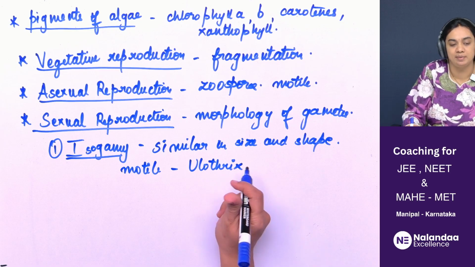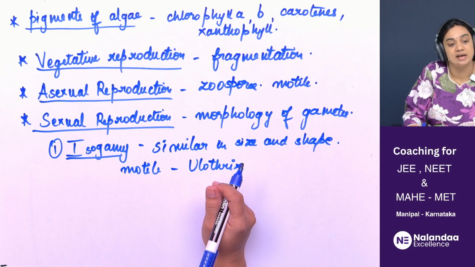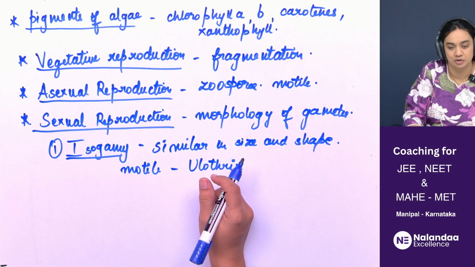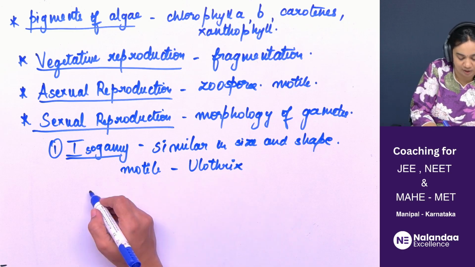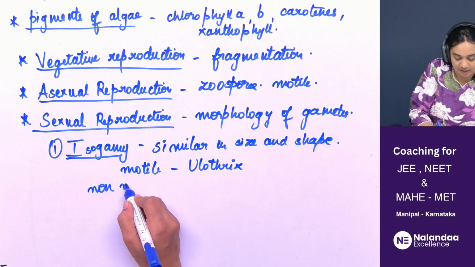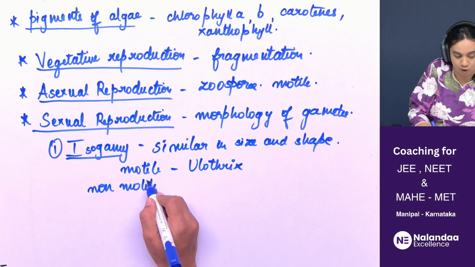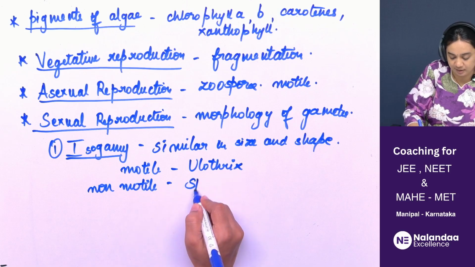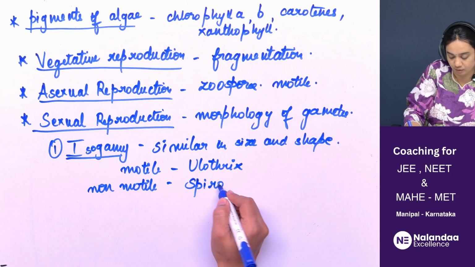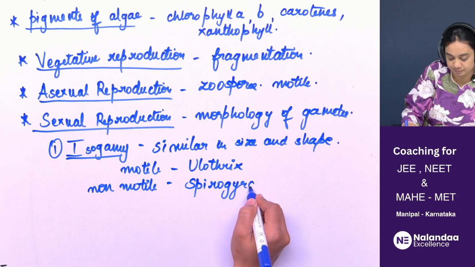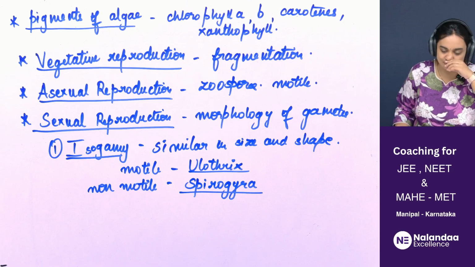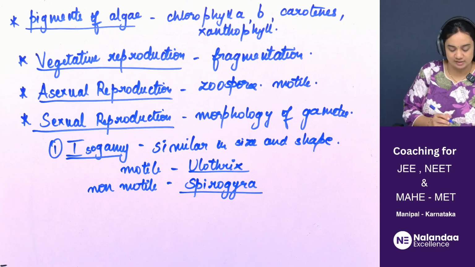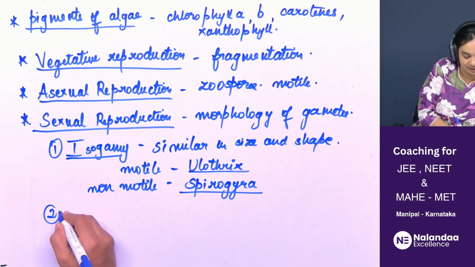Ulothrix is one example of an alga where it is isogamous sexual reproduction, and the gametes are similar in size and shape and they are motile. The other variability is non-motile. Example, Spirogyra. So isogamous motile gametes will be Ulothrix, non-motile gametes will be Spirogyra.